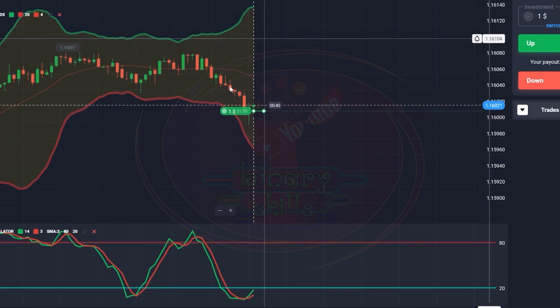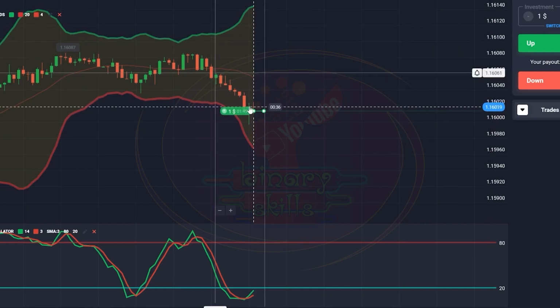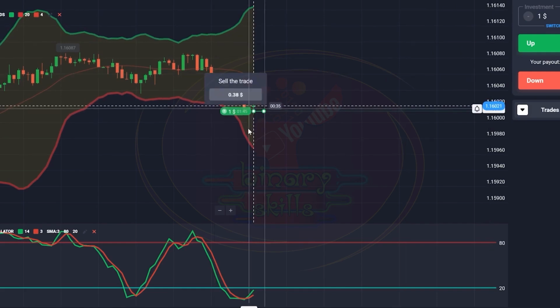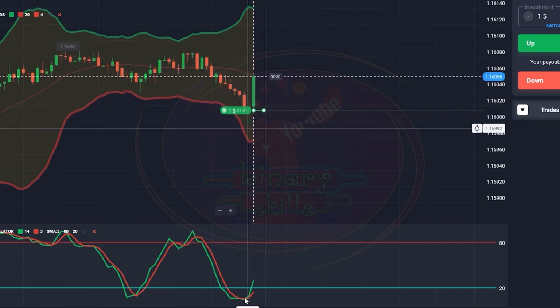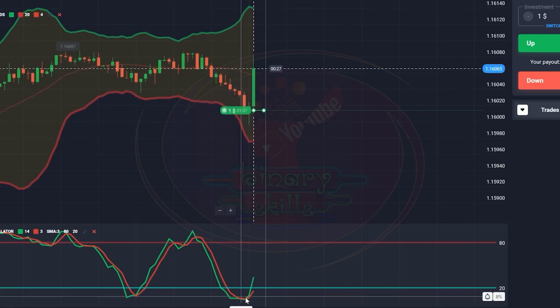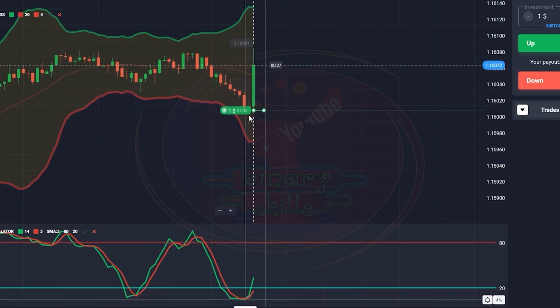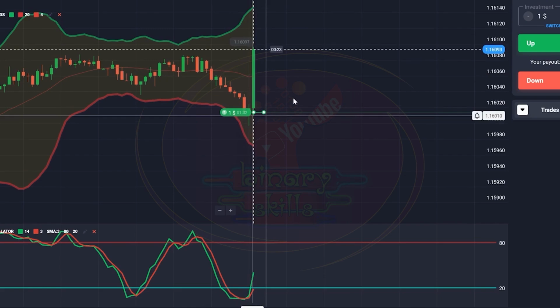So here guys, we can see that a downtrend has formed and this candle's shadow has come very close to the lower boundary. At the same time, our stochastic is showing us that this candle has entered the oversold territory. The crossover has also happened, and I opened a 2-minute upward trade.